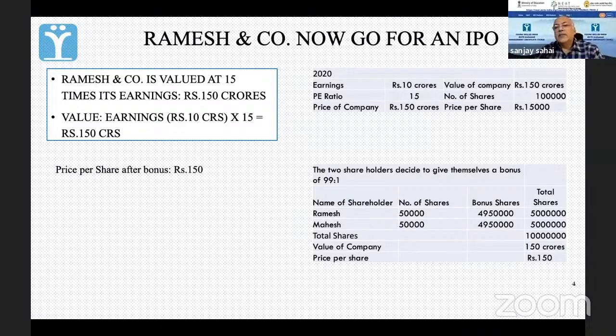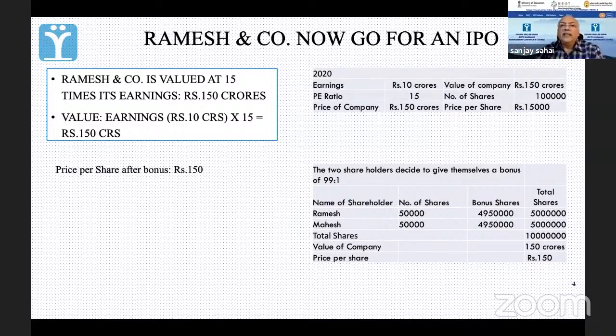We gave ourselves, the total number of shares we increased to 1 crore. So according to the new valuation, what we really have now is, we have a value per share of rupees 150. Now with 150 as the value per share, we are in a position to go for the IPO. And now we will go for that IPO.